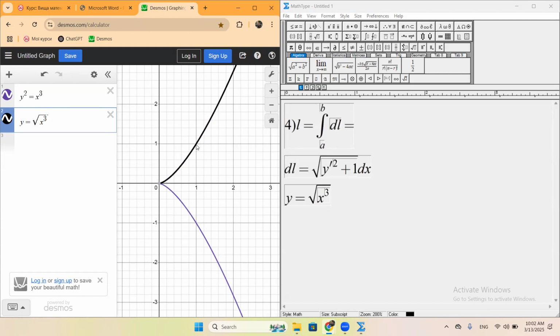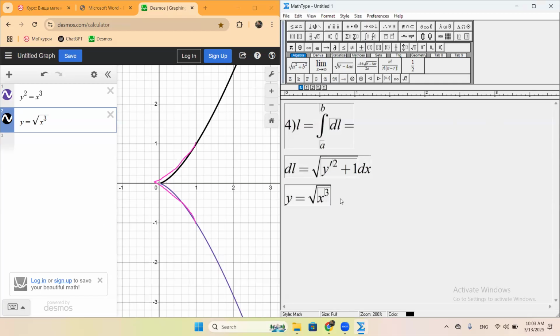But what is interesting for us is x from 0 to 1, so we will calculate for half of this curve, and then we will just multiply it by 2, because of which part we have to find. So we need to find this part, so both these parts. Okay, let's start calculating.